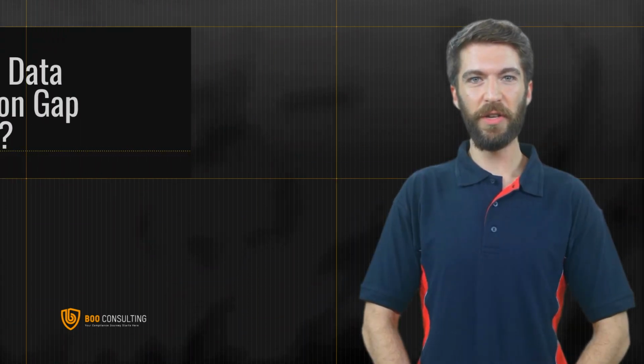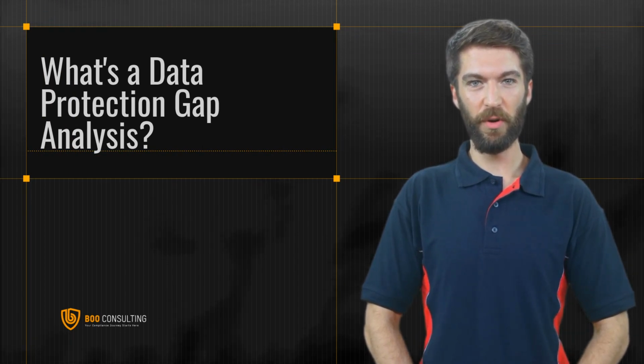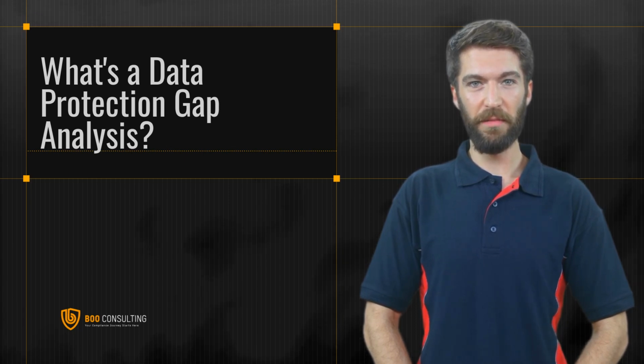A data protection gap analysis is like giving your business a data protection checkup. It helps you figure out whether you're doing what you're supposed to under the UK GDPR and DPA 18. It focuses on finding the differences between where you are now and where you should be. Once you know the gaps, you can fix them.